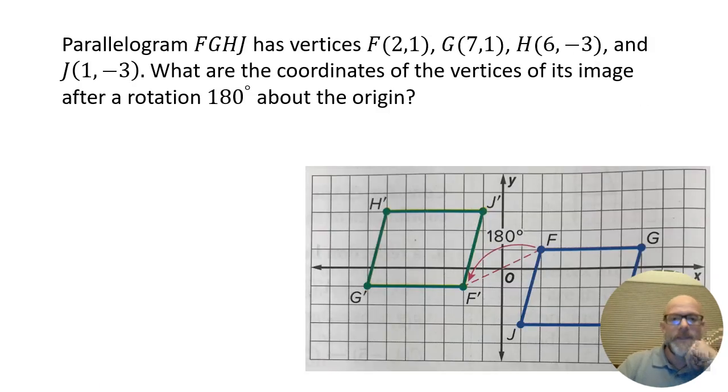All right. How about this one? Parallelogram FGHJ is going to be rotated 180 degrees about the origin. That's my center of rotation. Which way is this blue guy going? He's going counterclockwise 180 degrees. All right, so G will eventually map to G prime. F will eventually map to F prime. J to J prime, and H to H prime, like that.